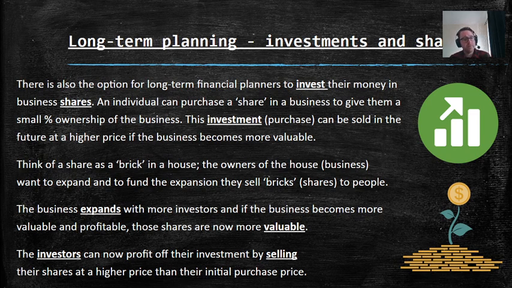So maybe that cafe I mentioned wants to put in a new dining room, but they can't afford to do it themselves. So they say, okay, I am the owner of this business, but I'm going to give up 1% of the business to Mr. Tapley if he gives me $1,000.